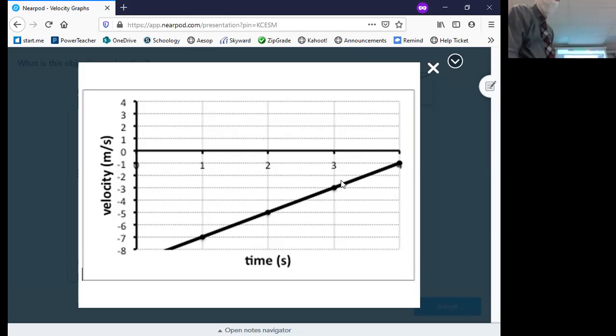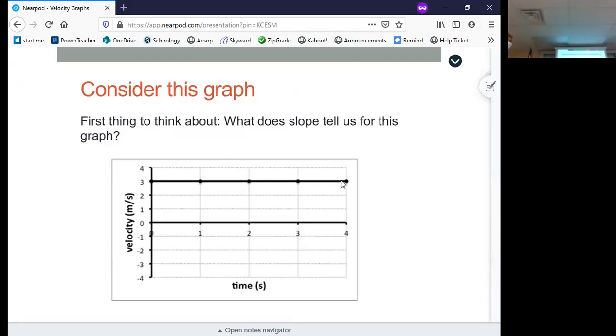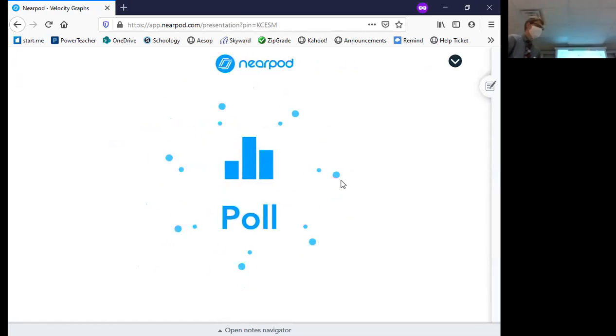All right. I'm going to show you a different one. So here's a different one. You see where 0 is and you see where the line is. So I'm going to ask similar questions. First question is, which way is it going?